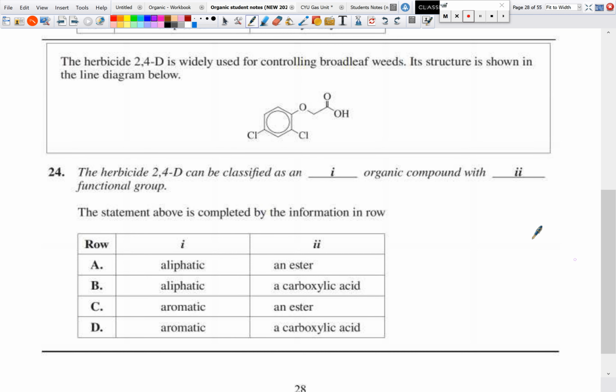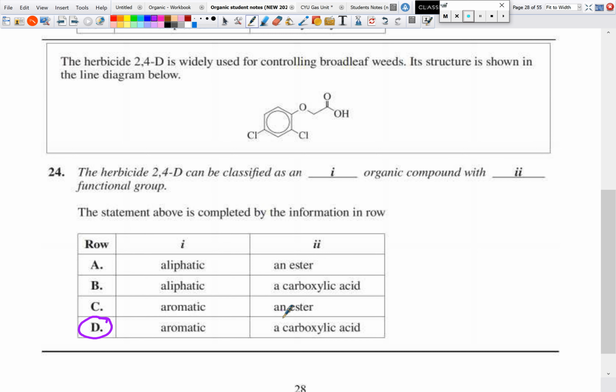And finally, the herbicide 2,4-D is widely used for controlling broadleaf weeds. Its structure is known as the line formula below. So same thing as before, classify it, and what functional group should it have. So the answer is going to go up in 2 seconds. And our answer would be D.